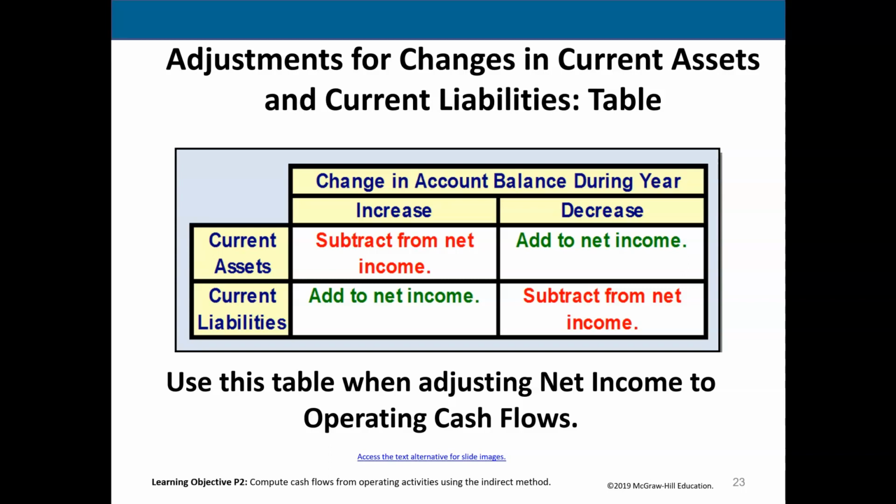Then on our current liabilities, if there's an increase from one year to another, you add it back into net income. That's because liabilities decrease what you owe. And because it's not an actual cash figure yet, you need to add it back to net income. If you have a decrease in liabilities from one reporting period to another, you will subtract that from net income.